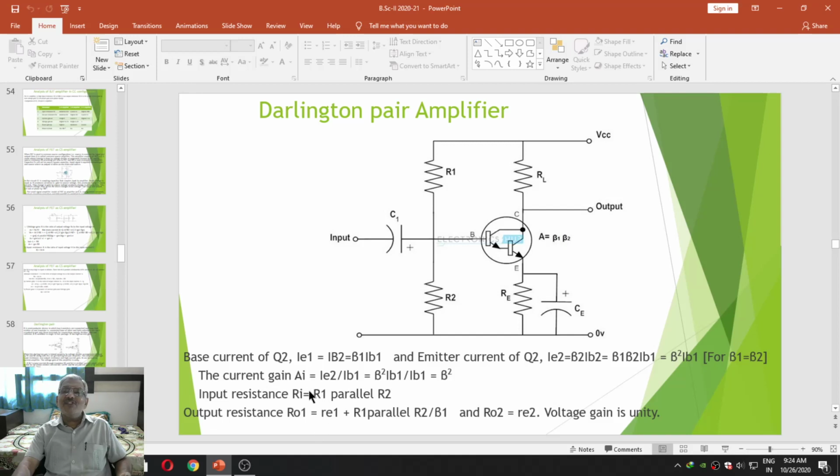The output resistance of transistor 1, RO1, is equal to RE1 in parallel with the combination of RE1 parallel to R2 upon beta 1, and RO2 is equal to RE2. We are well aware that its voltage gain is unity. As voltage gain is unity and current gain is beta square, the power gain will naturally be beta square into 1, and that is equal to beta square.